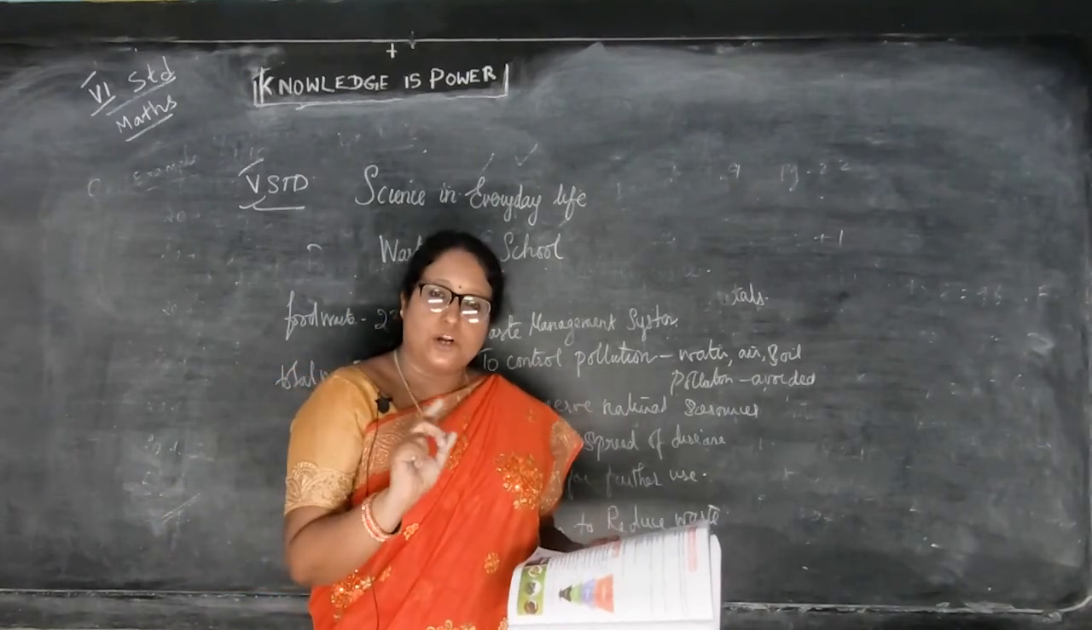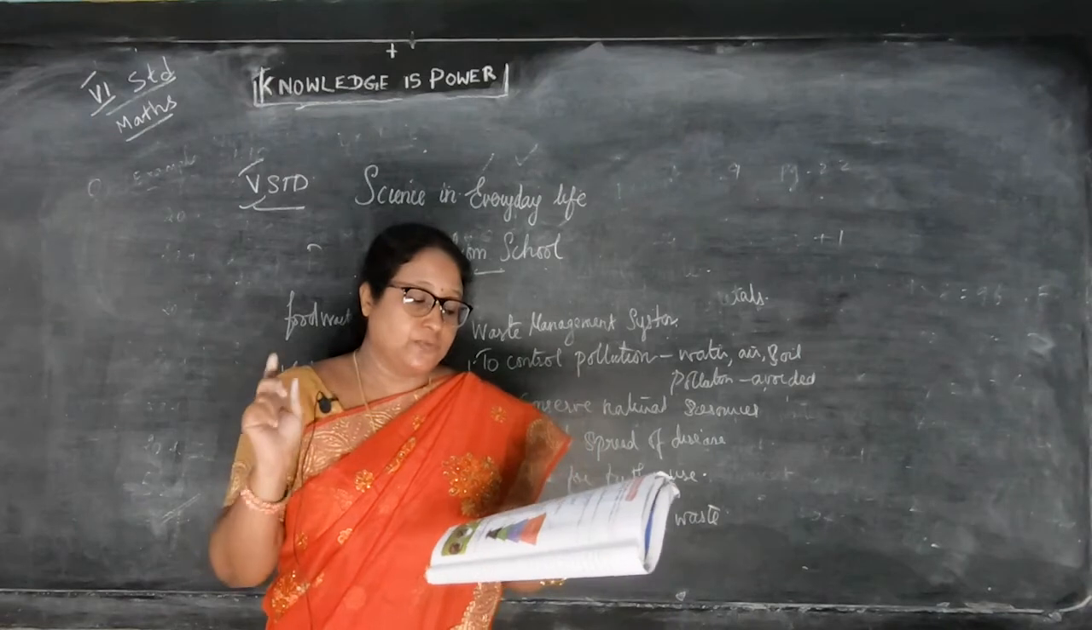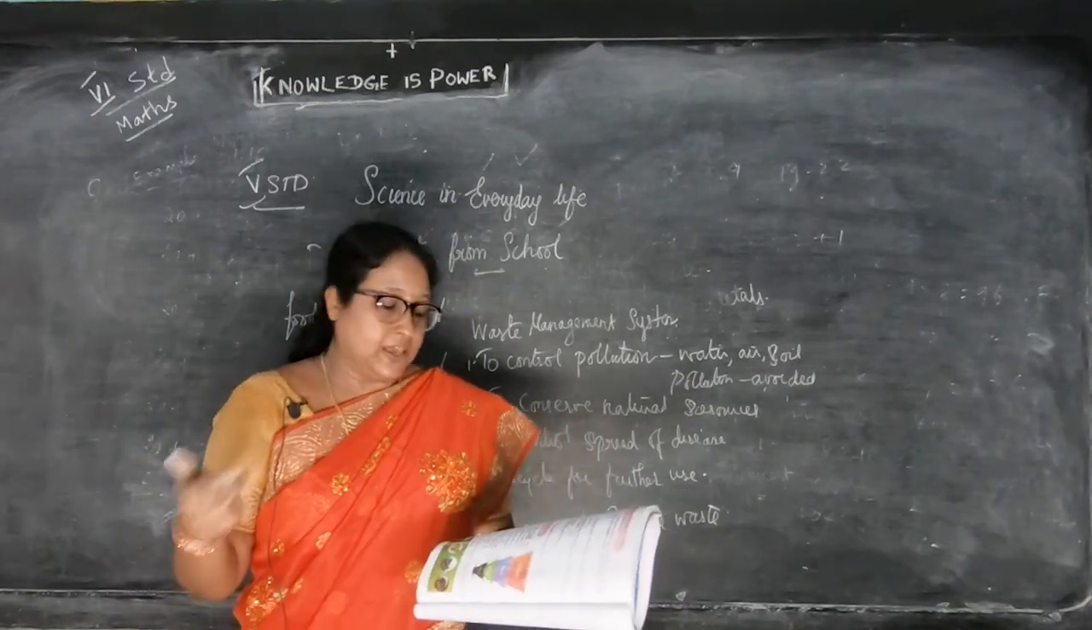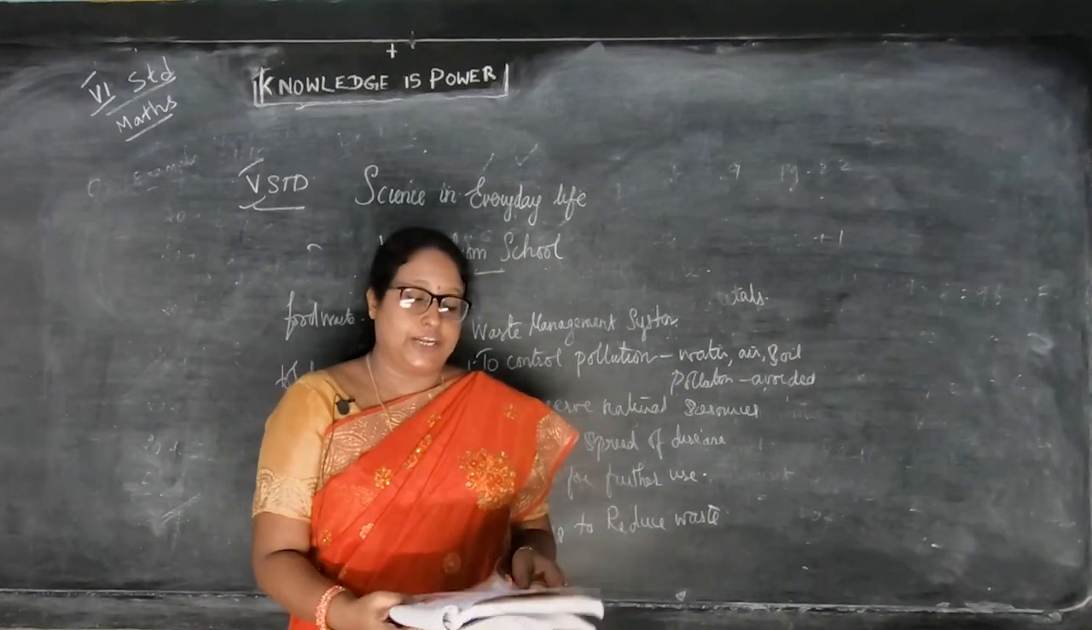Next, you should not waste food. Children, don't waste food. The waste food in the schools can be collected and given as feed to the cattle. Okay. Then the organic waste can be converted into manure.